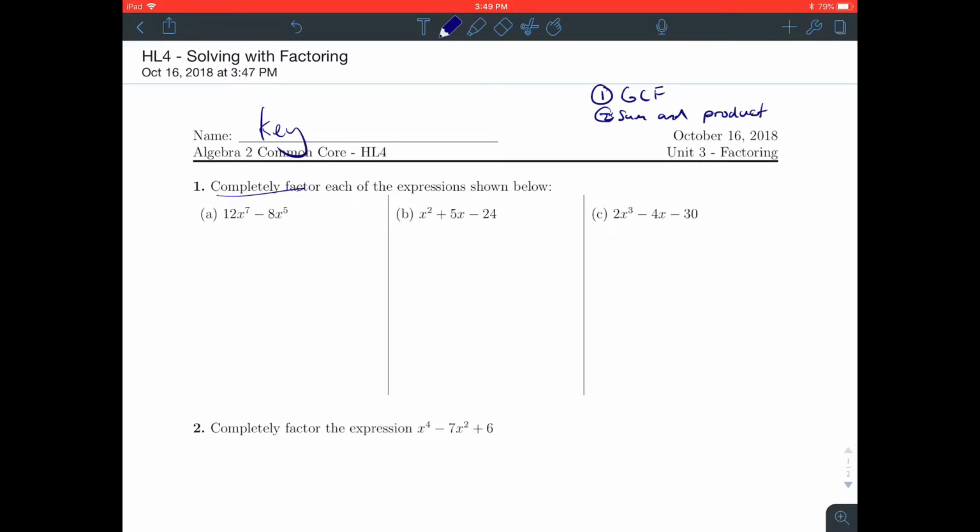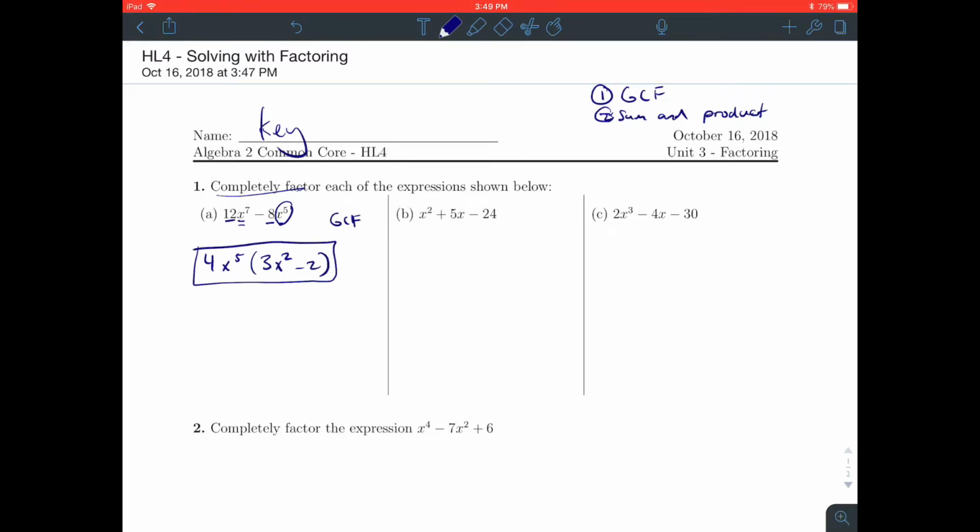Alright, so for the first one, since we only have 2 terms, this is going to be a GCF factoring problem. So we need to figure out what they have in common. 12 and 8 are both divisible by 4. X to the 7th and x to the 5th share x to the 5th in common. So that will leave us with 4 times 3 is 12. X to the 5th, factored out, leaves us with x squared. 4 times negative 2 is negative 8. And we factored out all 5 of these x's as part of our GCF.